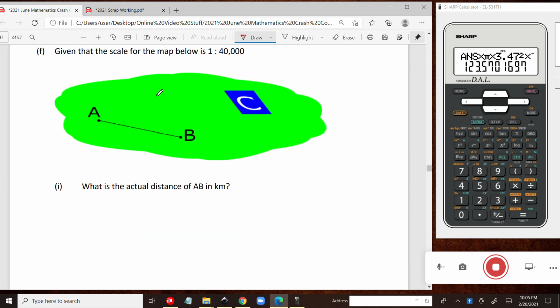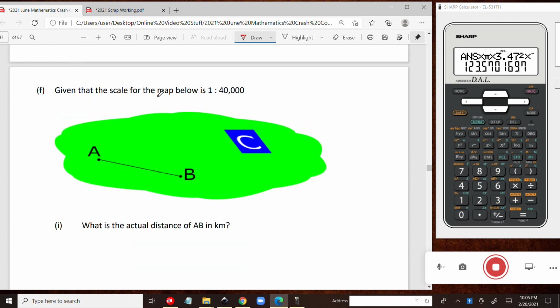All right, so the next part here is a map question. Here we have a map and they give us a scale. The scale is 1 to 40,000. That means anything on the map, in real life, will be 40,000 times larger. That is all it means.